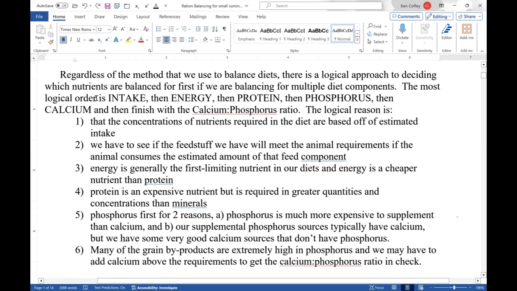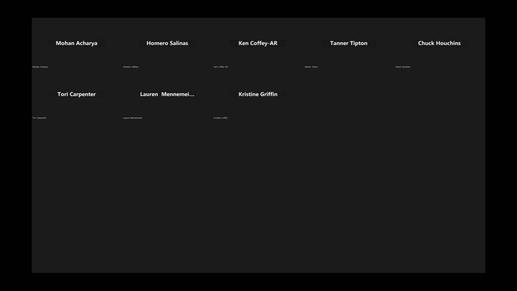But some fundamental ideas: when we're balancing rations, some order helps a lot. What order am I going to balance in? The first thing we need to figure out is intake, and I'll go into some logic behind this later. Then after we get intake set, we go for energy and then protein. Next we go for phosphorus, then calcium, and then we finish up with a calcium-phosphorus ratio.